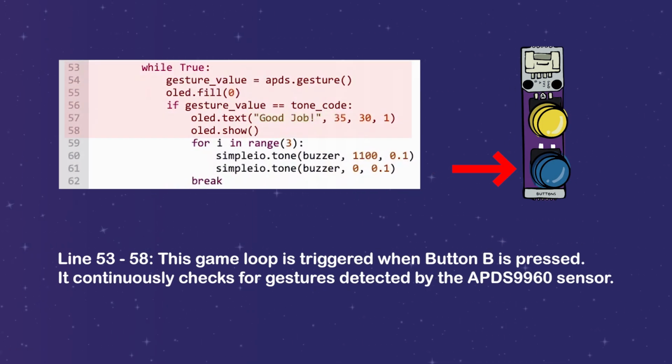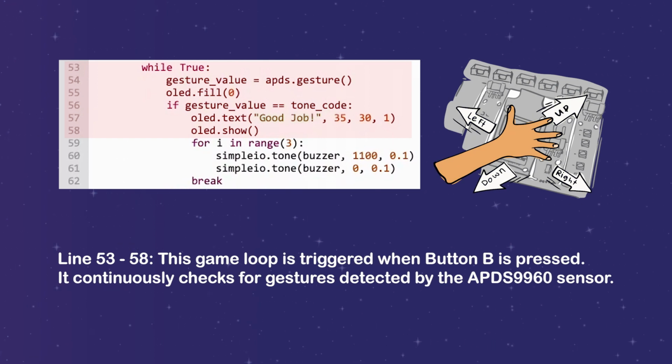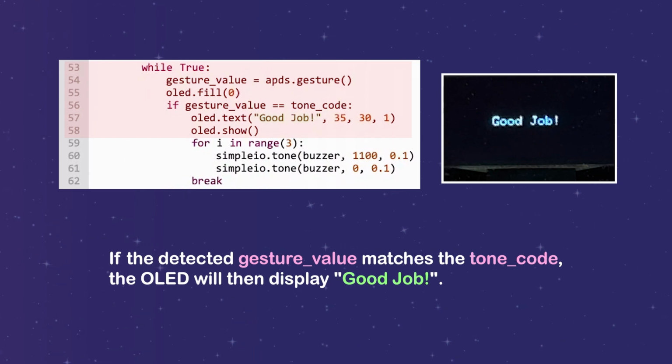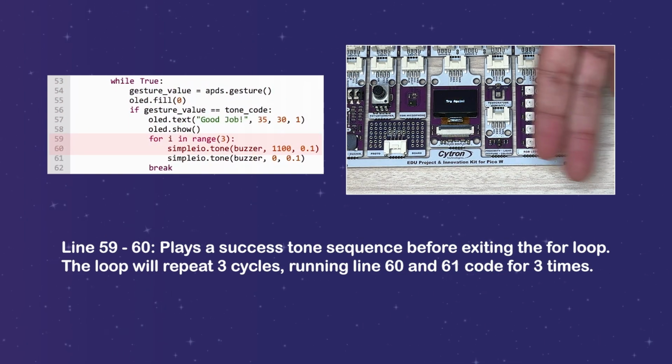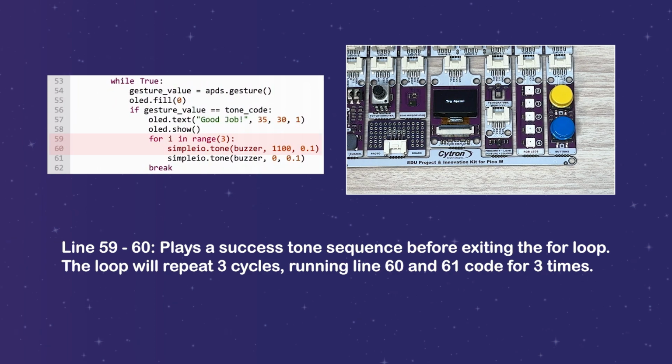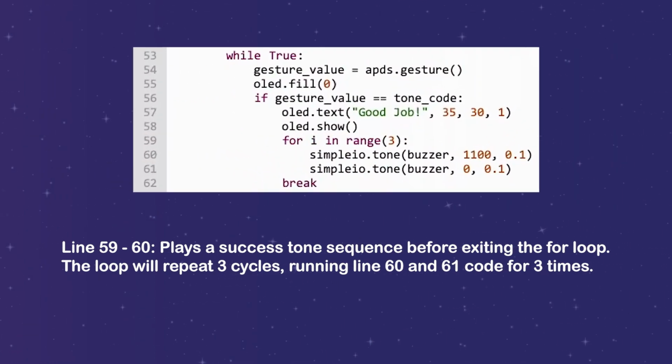Line 53 to 58. This game loop is triggered when button B is pressed. It continuously checks for gestures detected by the APDS sensor. If the detected gesture value matches the tone code, the OLED will then display good job. Line 59 to 60 plays a success tone before exiting the for loop. The loop will repeat 3 cycles, running line 60 and 61 code for 3 times.